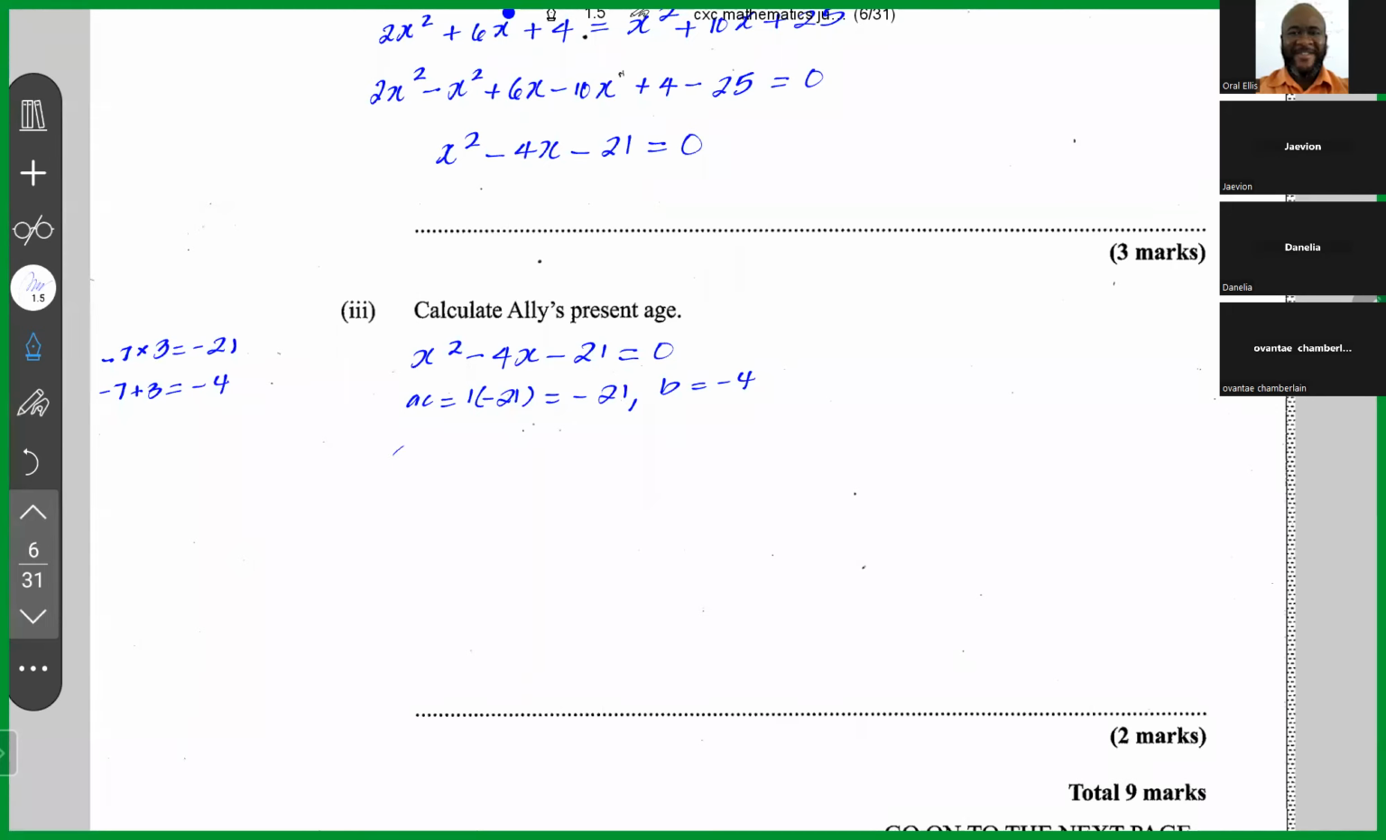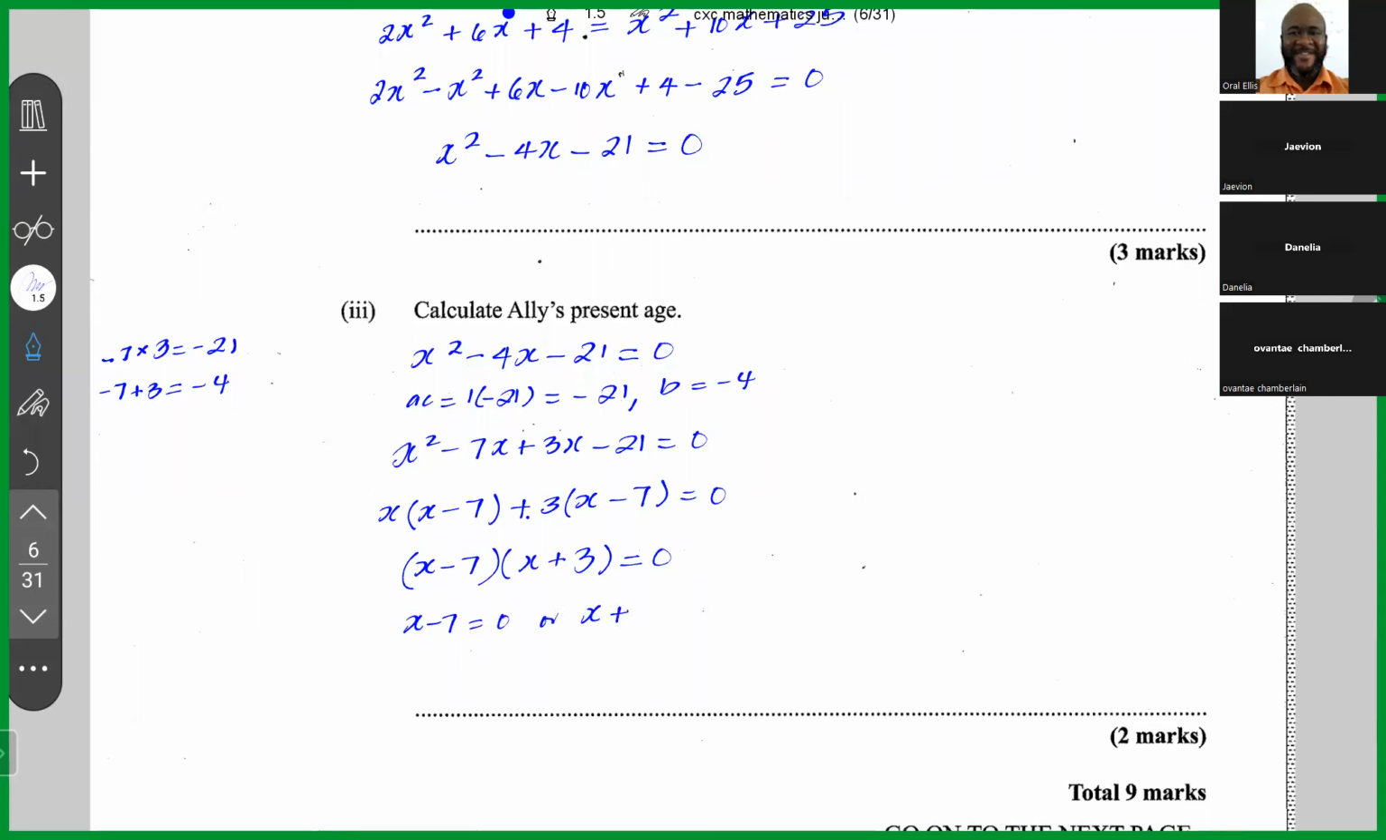So I'm going to have x squared minus 7x, use that to replace the middle term, plus 3x minus 21 is equal to 0. Over to the left, x is common, x into x squared is x, x into 7x is 7. Over to the right, 3 is common. 3 into 3x is x. 3 into 21 is 7, and this is equal to 0. Here, x minus 7 is common to both. So I have x minus 7 multiplied by x plus 3 is equal to 0. Now, if I'm multiplying two numbers and I'm getting 0, it is either the first number that is equal to 0, or the second number that is equal to 0. Therefore, x is equal to 7, or x is equal to minus 3.